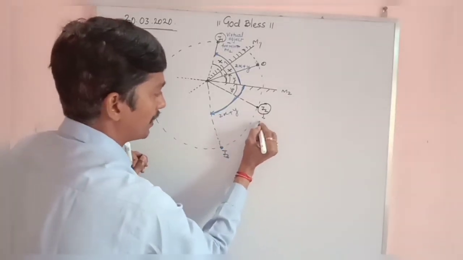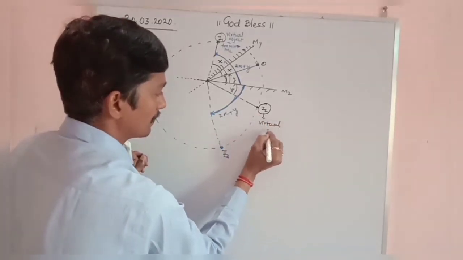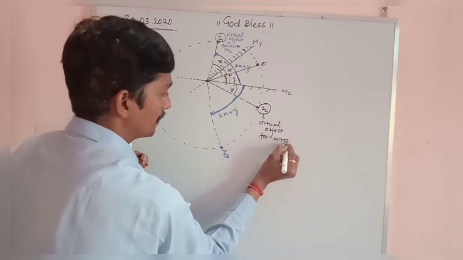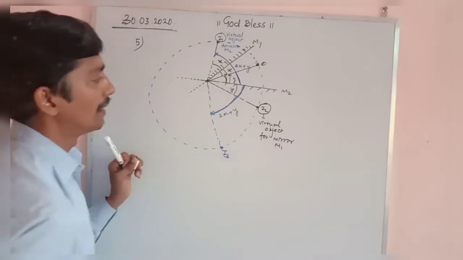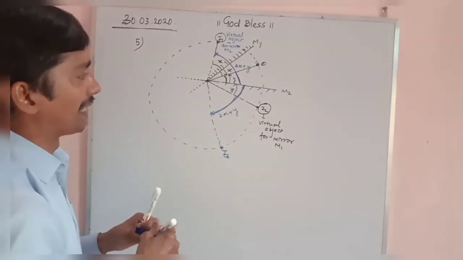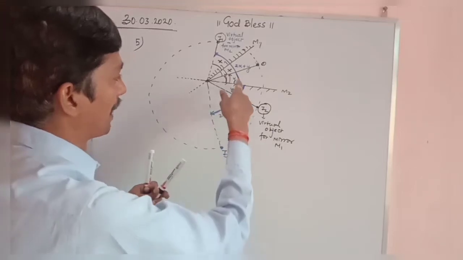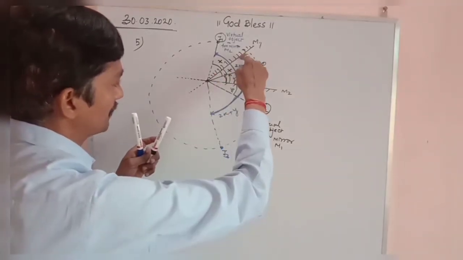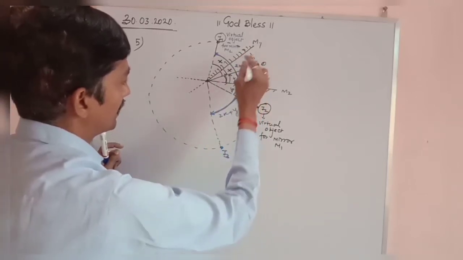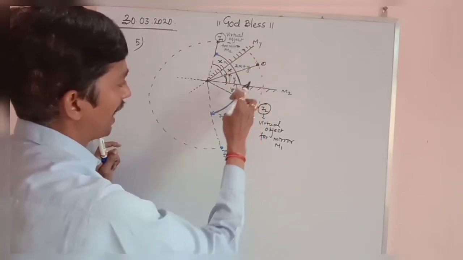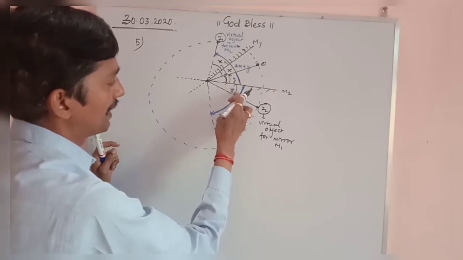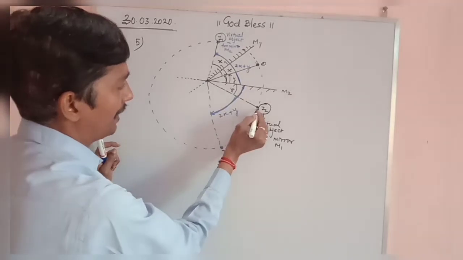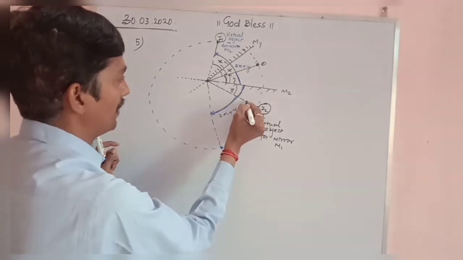So here it is a virtual object for mirror M1, and at what angle is it? Let us count the angle from mirror M1. Here you can see x plus y. This is x, this is y, and this is y. So x, y, y. So this point is at what angle from mirror M1?